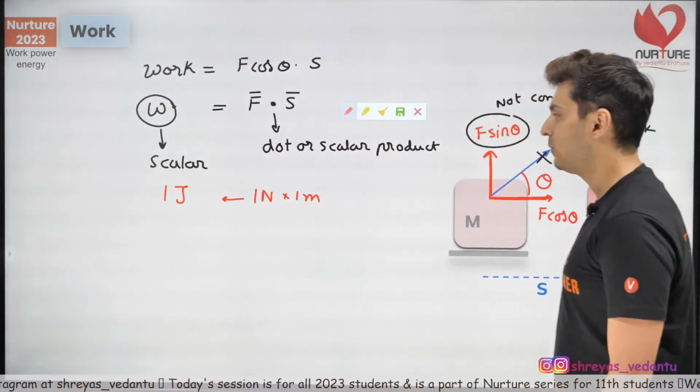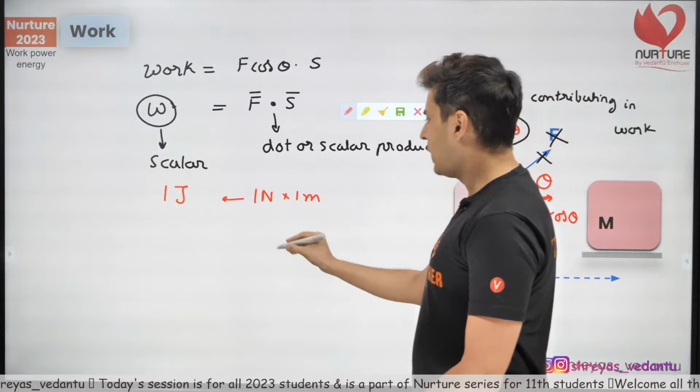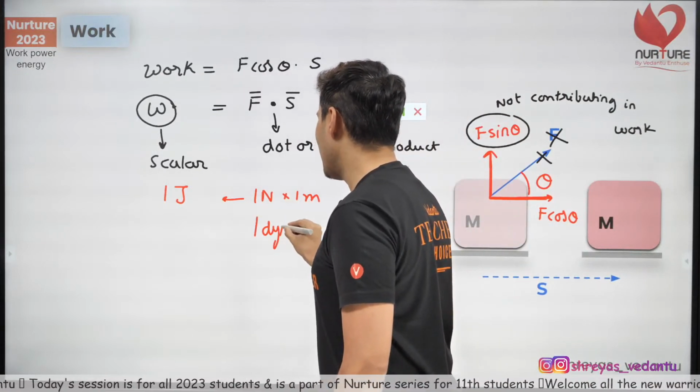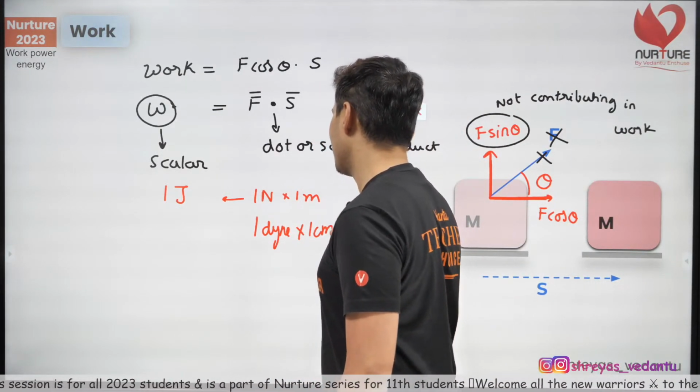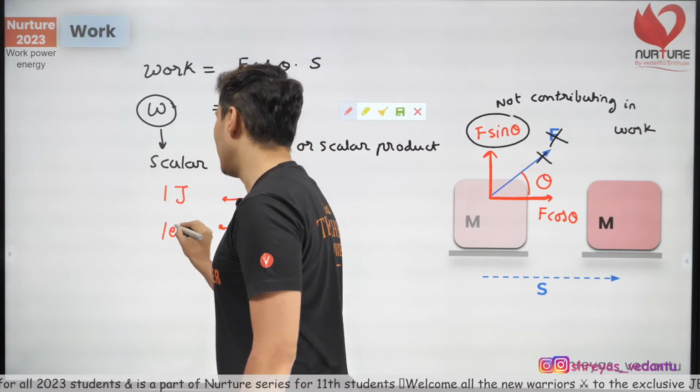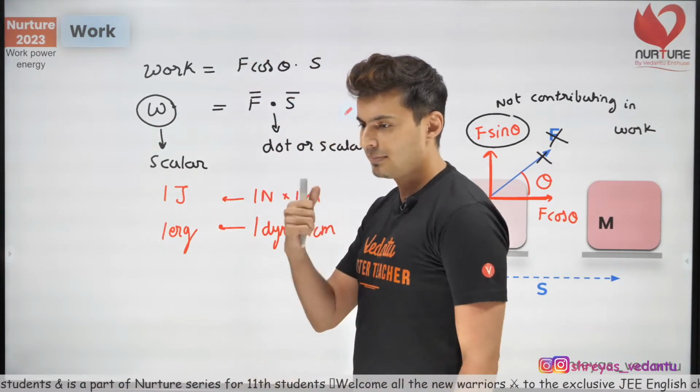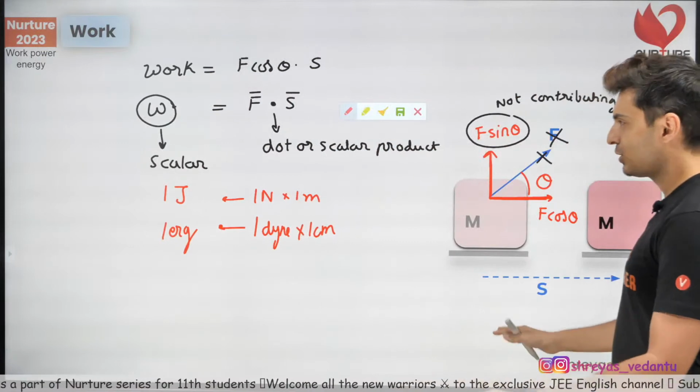Yep, that's all it is, 1 joule. That's the SI unit. Also, you can write it as 1 dyne into 1 centimeter. This is the CGS unit. It is 1 erg. Yes, it is 1 erg. Okay, keep this in mind. So, standard things which you should know.